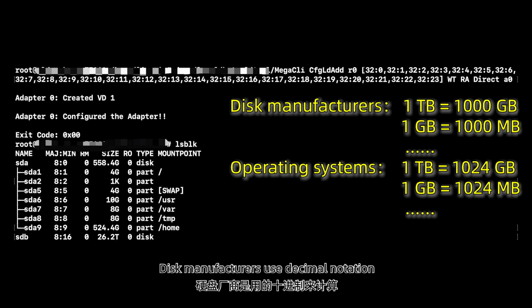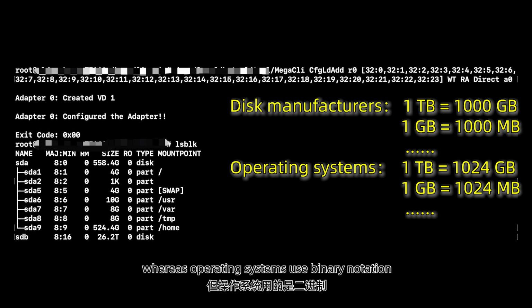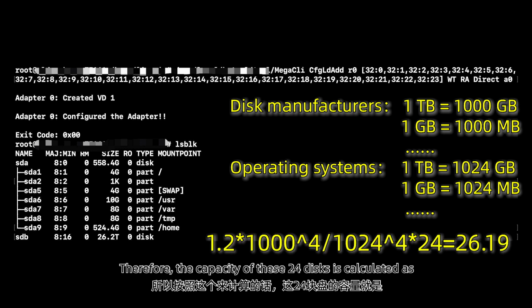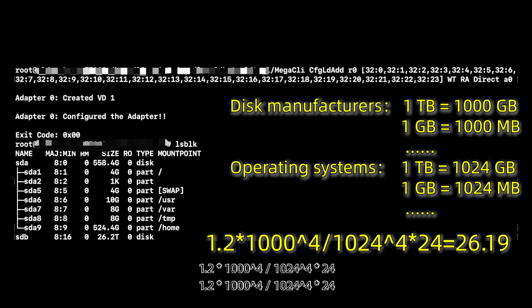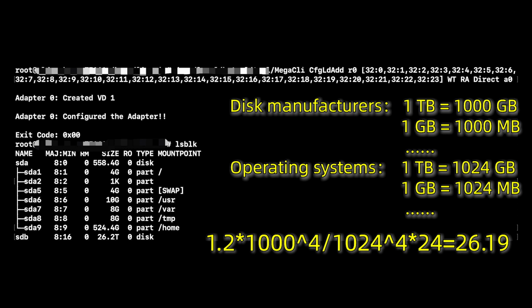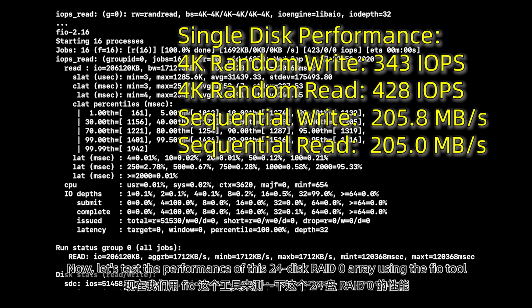Disk manufacturers use decimal notation, where 1 TB equals 1000 GB, whereas operating systems use binary notation, where 1 TB equals 1024 GB. Therefore, the capacity of these 24 disks is calculated as 1.2 times 1000 to the power of 4 divided by 1024 to the power of 4 times 24, which equals 26.19 TB, rounded to one decimal place as 26.2 TB. Now, let's test the performance of this 24-disk RAID 0 array using FIO.